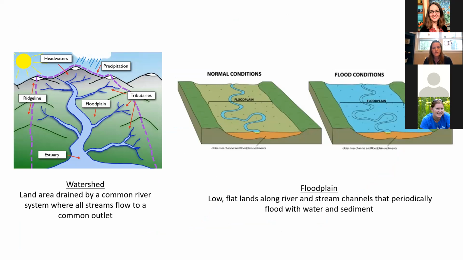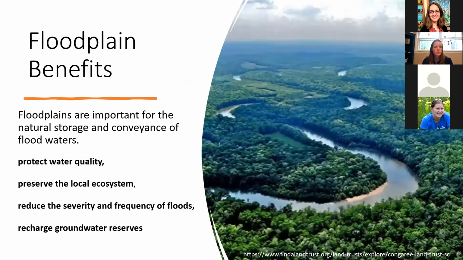And a floodplain is a low, flat land along a stream channel that's periodically flooded with water and sediment. They're usually bounded by a terrace on either side, and they convey numerous benefits to this ecosystem. So I'm going to describe some of the floodplain benefits. They're very important for slowing down water. So they're important for the storage and conveyance of floodwaters.